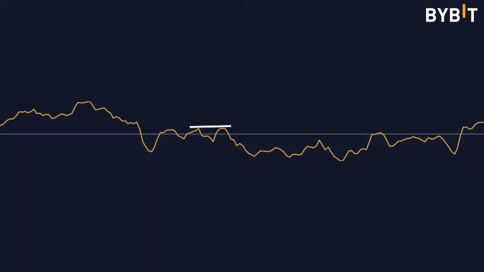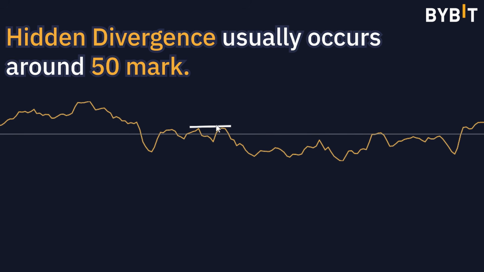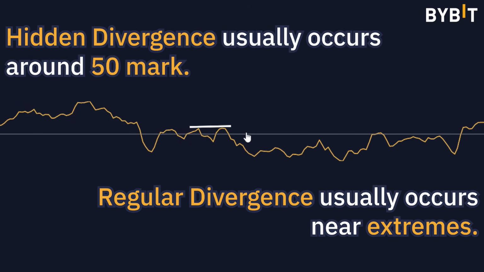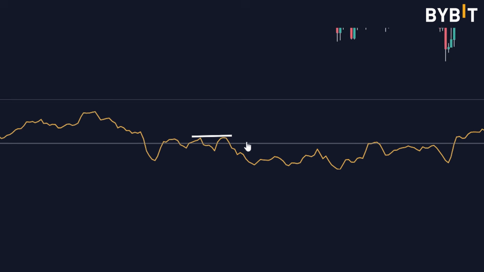So that's one way that you could pick up some clues as to whether to look for regular divergence or hidden divergence. Hidden divergence a lot of times is going to happen around the 50 mark, whereas the regular divergence a lot of times is going to happen near the extreme levels.